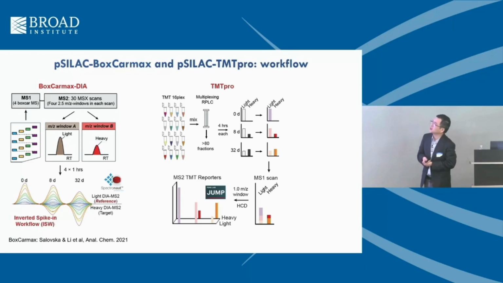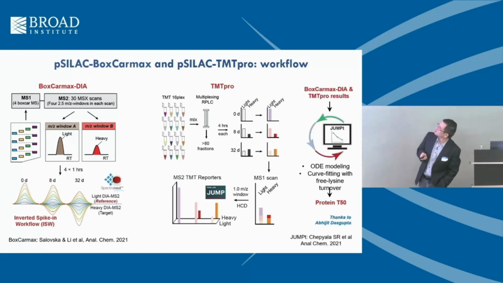for the SILAC quantification. And for TMT, we used a very extensive fractionation with 80 fractions and a narrow m/z isolation window to really increase the quantitative accuracy with TMT. Because this is mouse data, we have to consider the free lysine turnover. So we used this JUMPt software, which was published, to get the half-life time in hours and quantify them for both the DIA and TMT data sets.